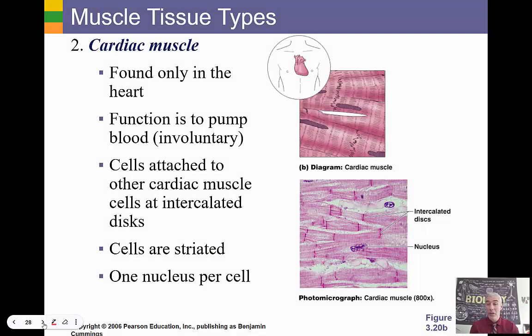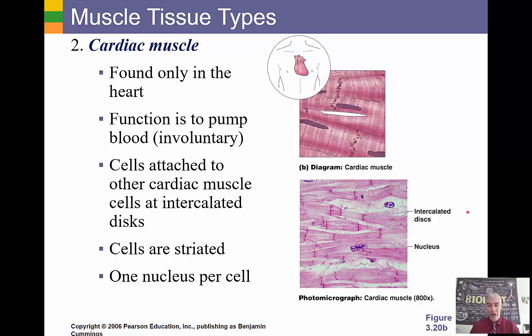That is in contrast with cardiac muscle, which is still striated. You can see the banding or the texturing here, but it is involuntary. I cannot decide when I want my heart to beat. I can't say heartbeat now and now and now. It doesn't work that way.